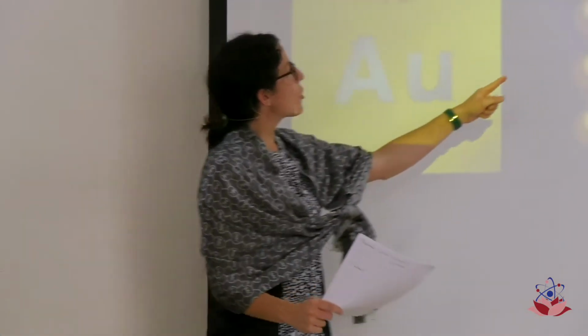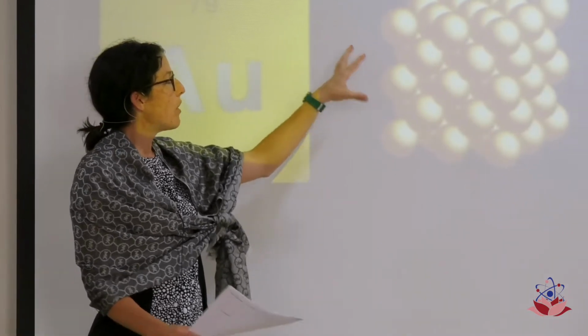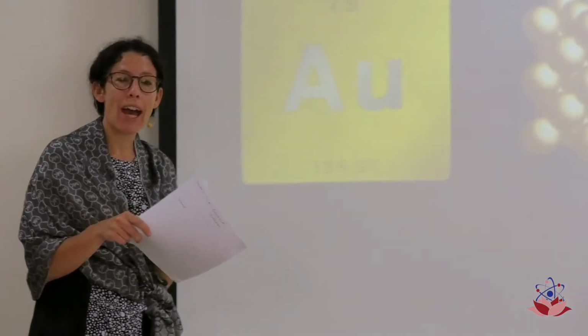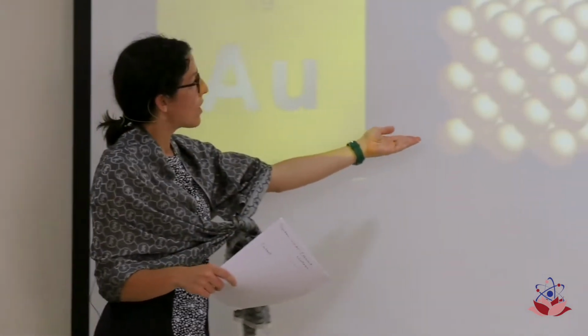If each of these circles represents an entire gold atom, if we put a bunch of gold atoms together like this, then we'll end up with a lump of gold.